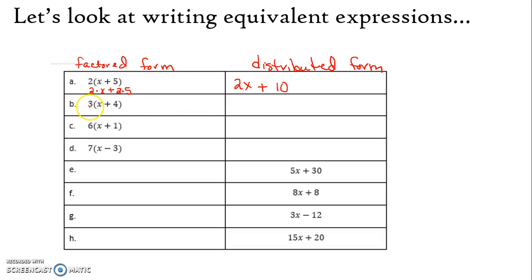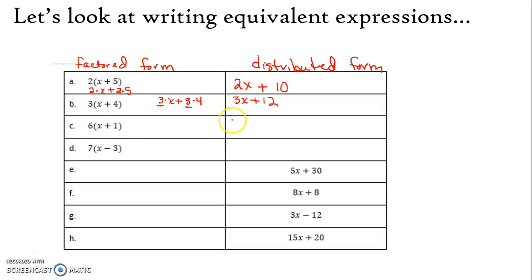Let's distribute this next one. 3 times x is 3x plus 3 times 4 is 12. So that's the distributed form. And we know what we really did was 3 times x plus 3 times 4. So if they gave you this and asked you to go backwards to factored form, you would need to pull a common factor of 3 out front and then see you were left with x plus 4 on the inside of parentheses.